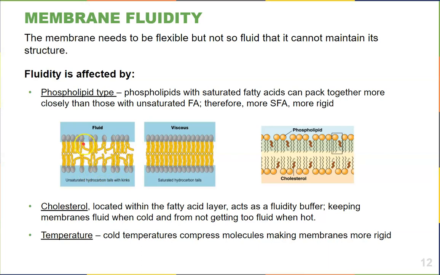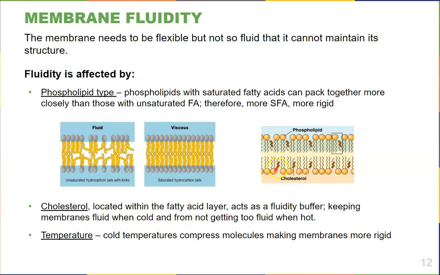And so now the membrane can bend a little bit more, it has a little bit more give, and that's better for the cell. Now things can enter and exit a little bit more easily. Of course, you don't want it to be too fluid where the cell will break apart, but just enough unsaturated fatty acids is perfect. So another thing is cholesterol.